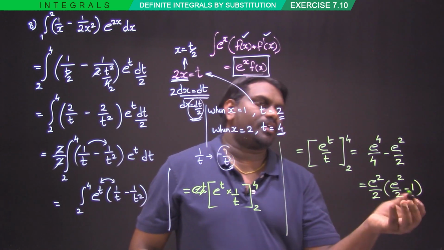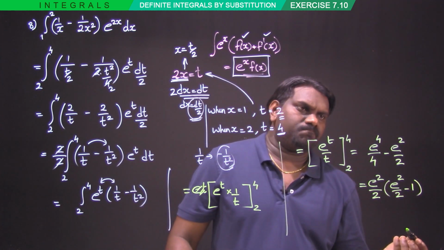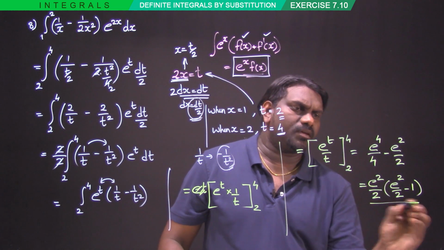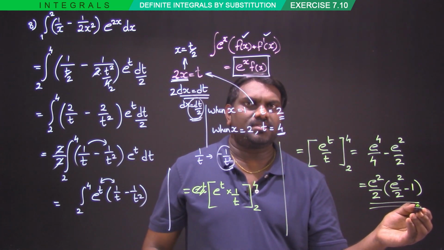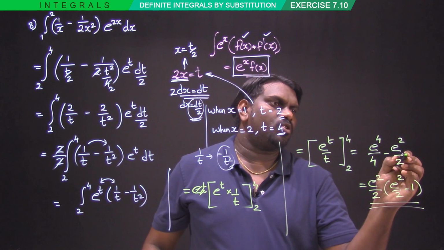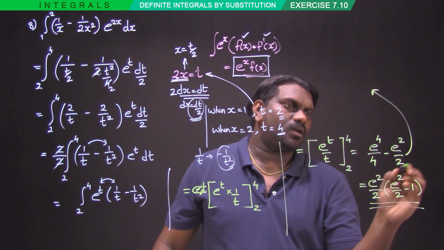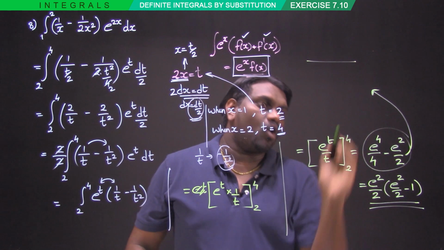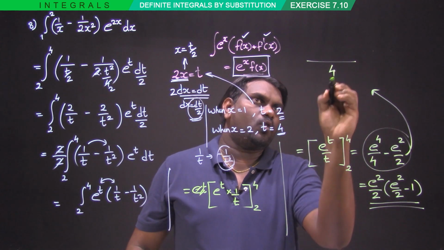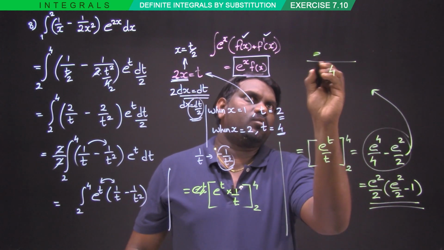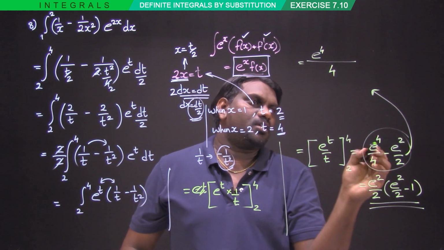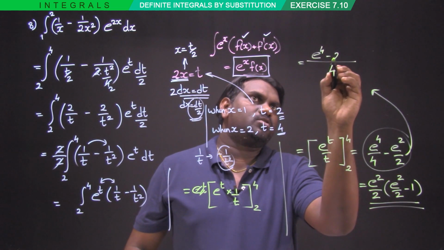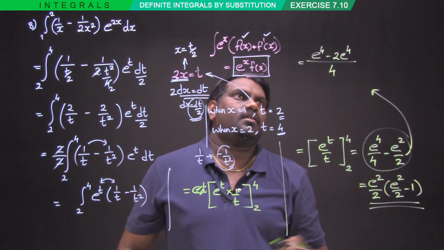If you want to write, you can get it. Or however we want, this would be the answer. Or else if you want to just take this one, and then if you want to make a common out of it, which is 4, and then if you want to write it like this, e raised to 4, this 2 will come here, minus 2 e raised to 4.